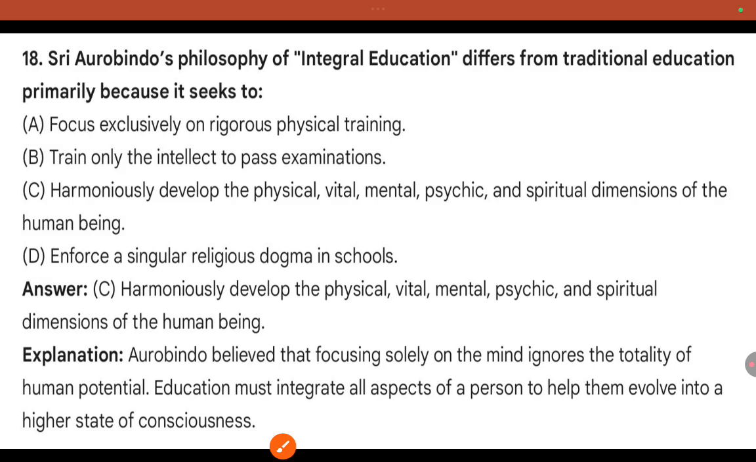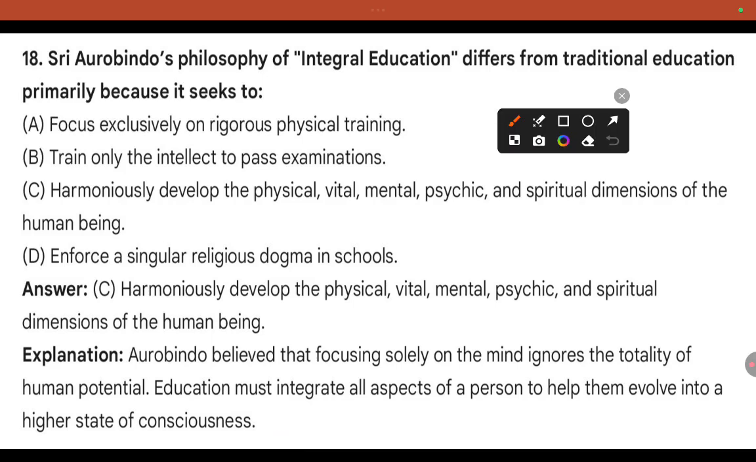Sri Aurobindo's philosophy of integral education differs from traditional education primarily because it seeks to: A. Focus exclusively on rigorous physical training. B. Train only the intellect to pass examinations. C. Harmoniously develop the physical, vital, mental, psychic, and spiritual dimensions of the human being. D. Enforce a singular religious dogma in school. So the answer is C.